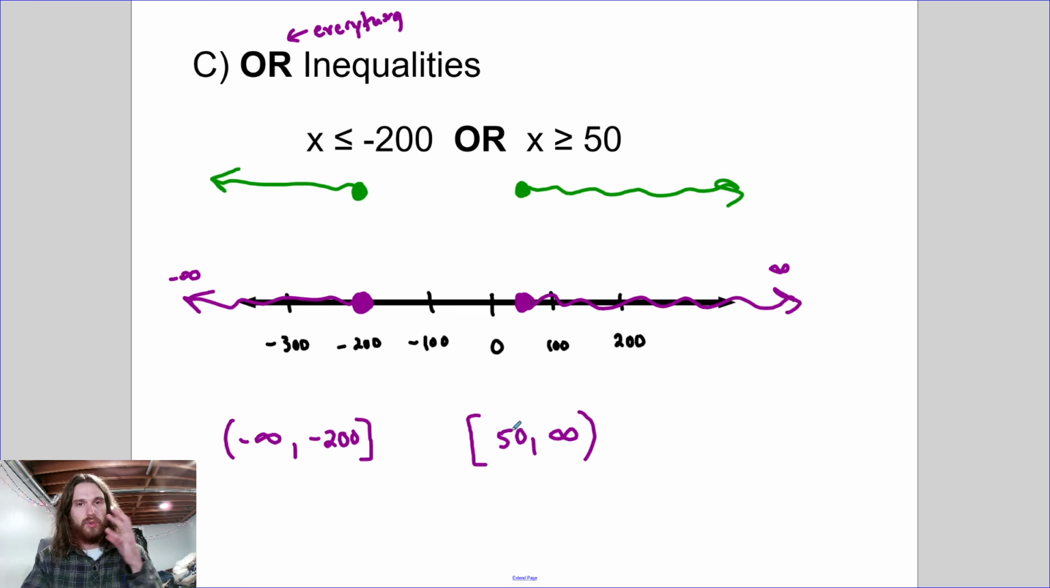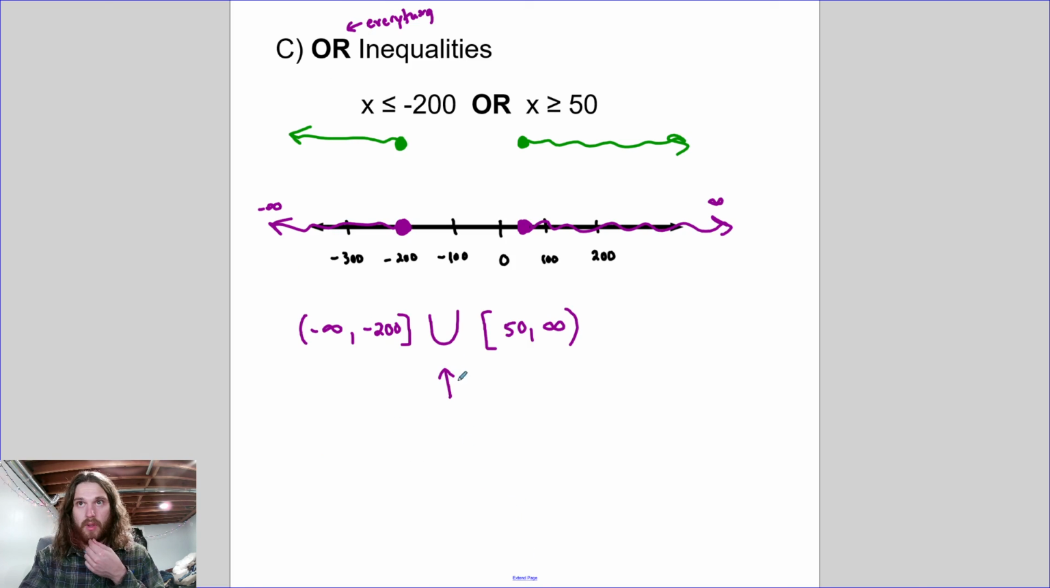So if you ever have two intervals that you're trying to join together, you stick a U between them. This stands for union, like marriage, right? Like a union, it's joining them together, sticking together, saying that the numbers of interest are from negative infinity to negative 200, including negative 200. But there's also a second group that we're interested in that is from 50 to infinity, and so forth.